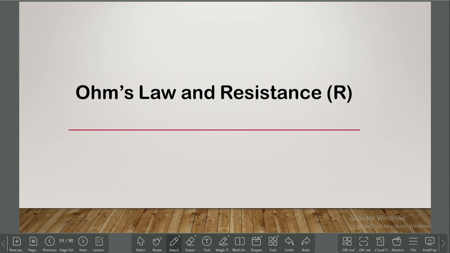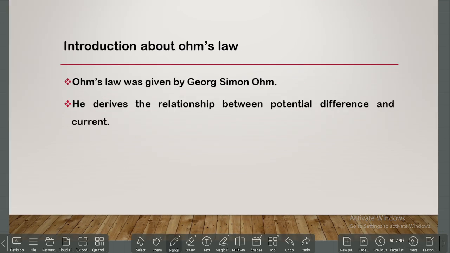Next, the next topic we are having is Ohm's law and resistance. So first, before going to that law, we will see some basic introduction about Ohm's law. Ohm's law is given by the person George Simon Ohm.